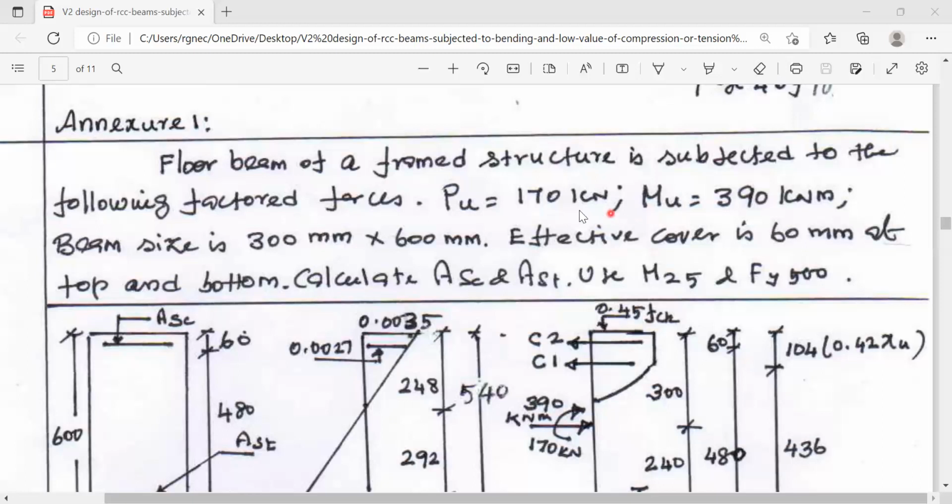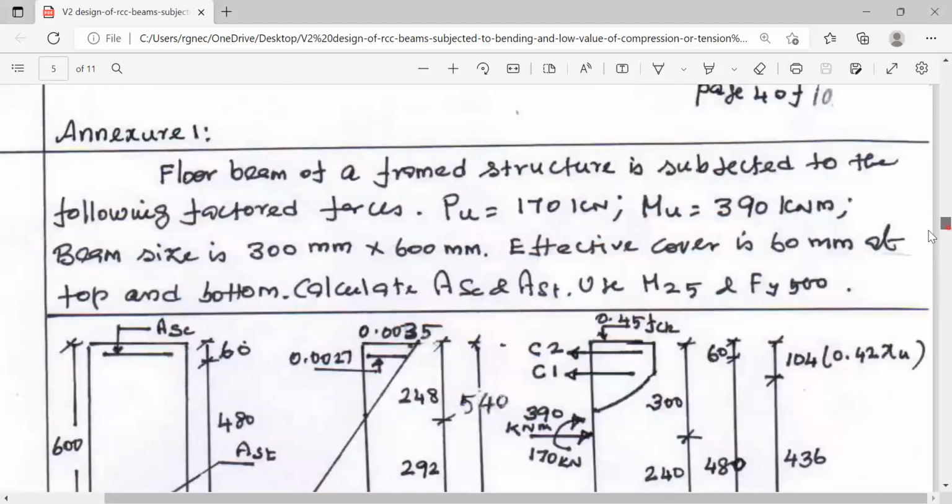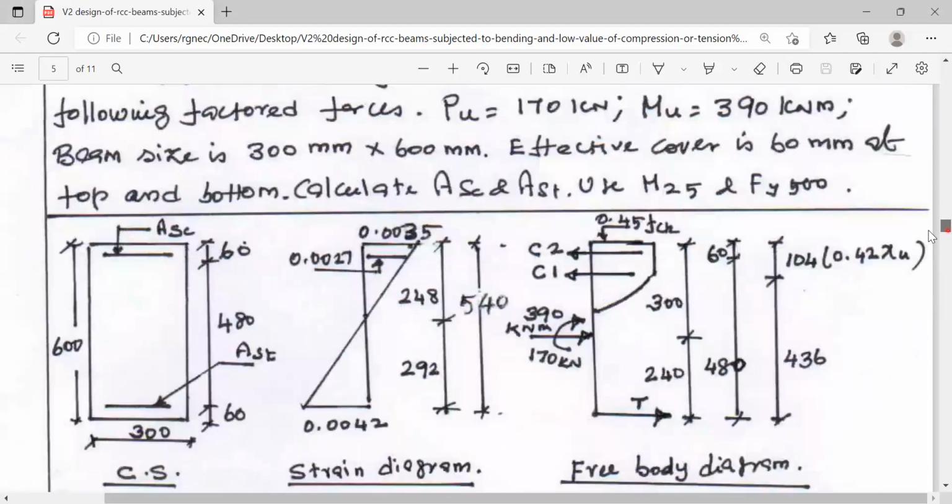So I thought I will discuss this problem where the member is subjected to predominantly bending moment and low value of compression. To the best of my knowledge, this problem is not addressed in the IS code or SP16 so far, or even in textbooks. So first, let us go through the design parameters and establish the data required.